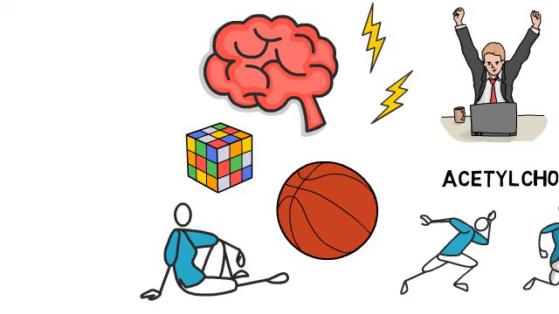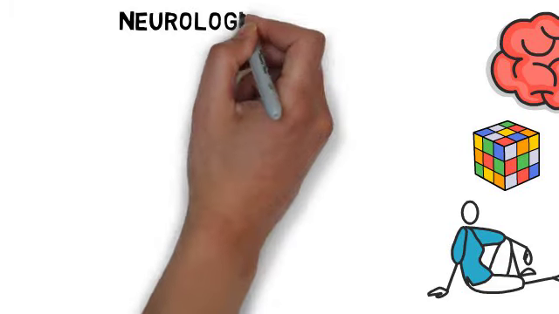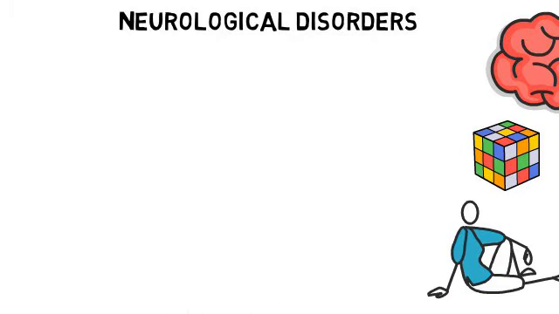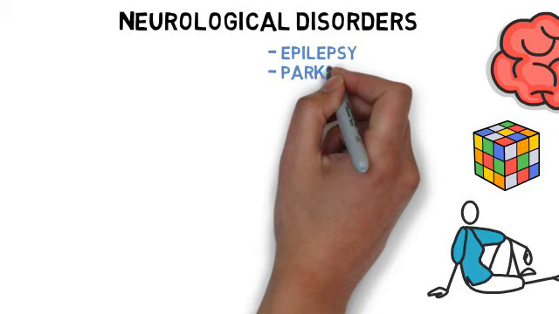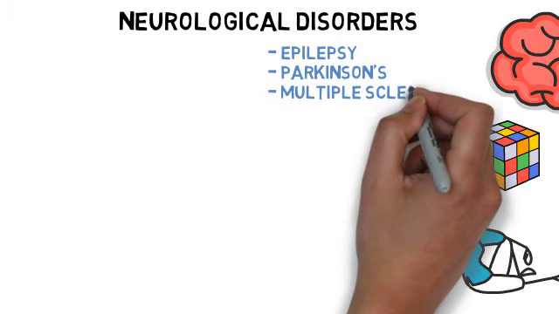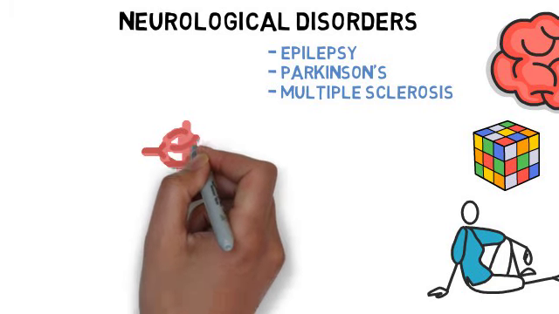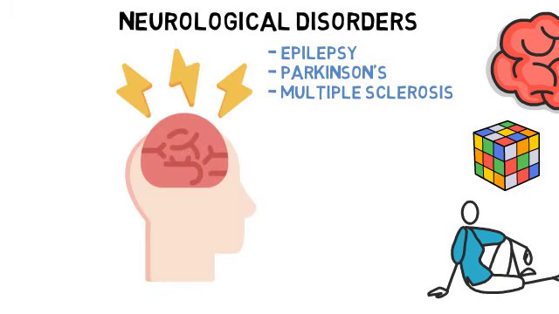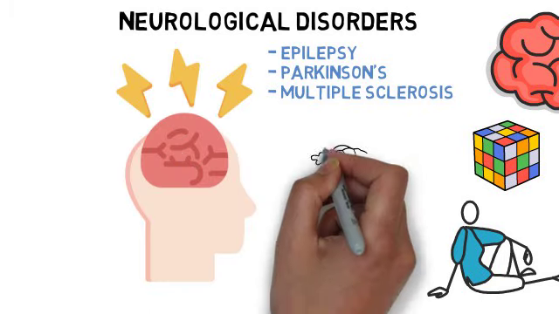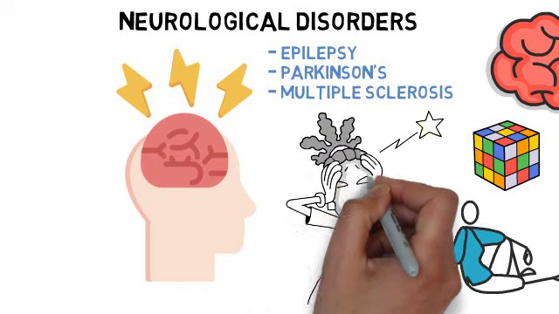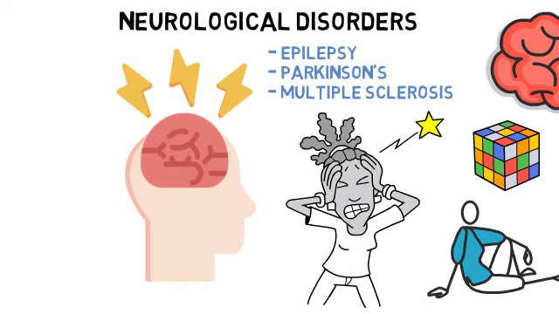When electrical signaling goes awry, it can lead to neurological disorders. Conditions like epilepsy, multiple sclerosis, and Parkinson's are linked to problems with how neurons communicate. For instance, in epilepsy, abnormal electrical activity within the brain can cause patients to suffer from seizures.